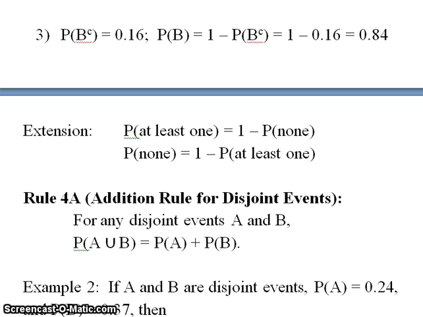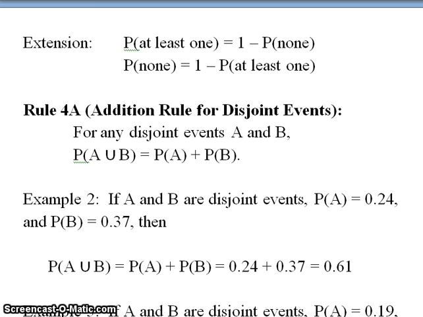Now remember, this is the probability of A union B, or A or B. That's an inclusive or typically, so this would mean A or B, or both. But since the events are disjoint, the both cannot happen. So to find this probability, we just add the probability of A plus the probability of B. We don't have to worry about the probability that they both happen.